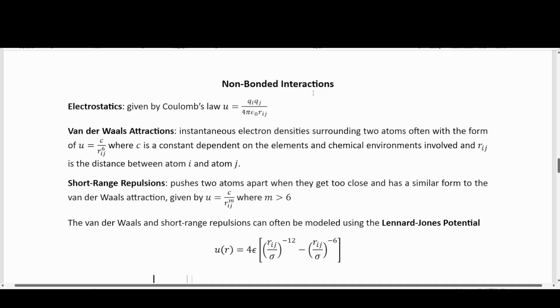Our non-bonded interactions are things like the electrostatics, which is given by Coulomb's law, and the van der Waals attractions. These are the instantaneous electron densities surrounding two atoms, often with the form U equals C over R to the 6th power, where C is just some constant that depends on the elements and chemical environment. We also have short-range repulsion, so this pushes two atoms apart when they get too close and has a similar form to the van der Waals attraction. It's given by C over R to the M power, where M is going to be greater than 6. We saw in the van der Waals attraction M is equal to 6. In the short-range repulsions, it's greater than 6.